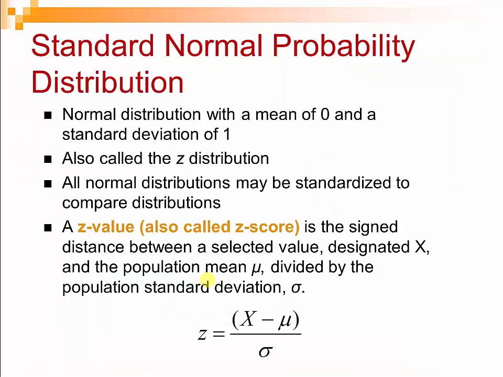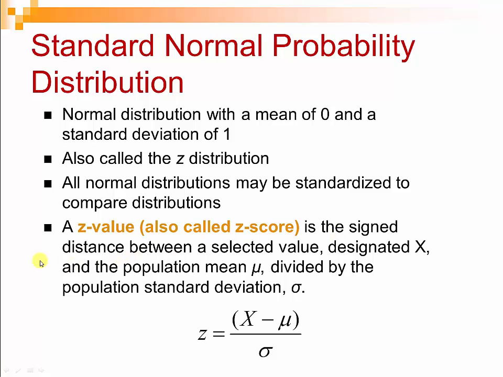So again, our formula is to take a particular observation, subtract the mean from this observation, and divide it by the standard deviation. So we have z equals x minus mu divided by the standard deviation, or sigma. And the results are called z-values or z-scores or z-distributions.